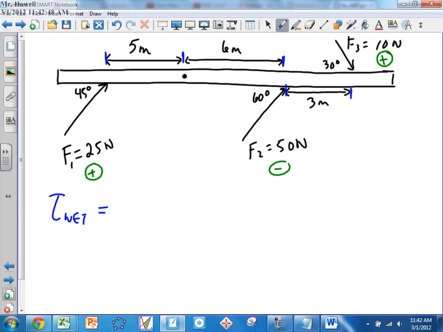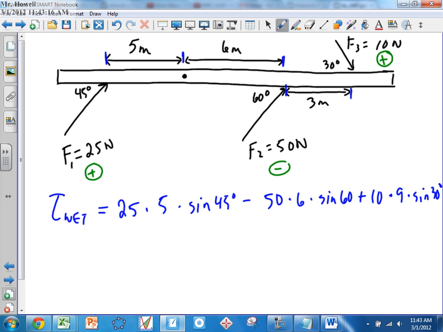I'm going to drop my units right now because they're all SI. That's the only reason I'm doing that. 25 times 5 times sine of 45, that's going to be a positive, minus 50 times 6 times sine 60, plus 10 times 9 times sine 30. Okay, that's what your equation looks like.